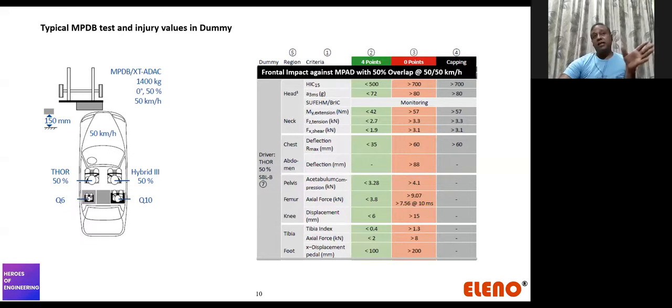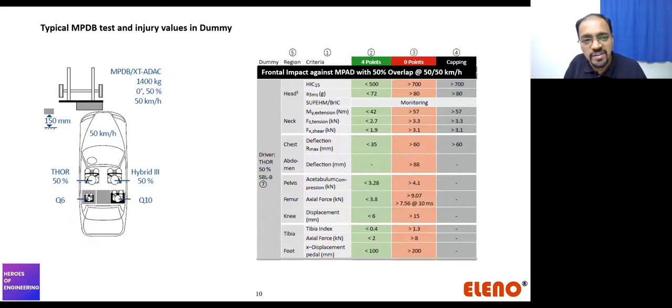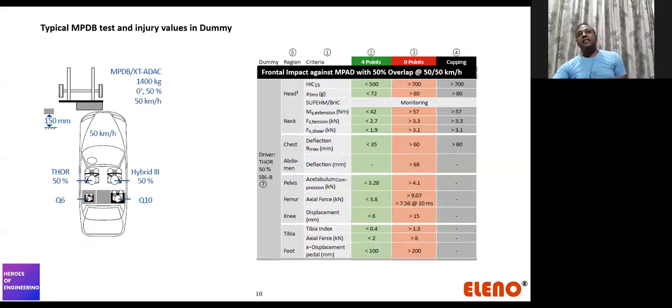Or sometimes the OEM asks Euro NCAP to test their car and give the ratings. In that case, they have to pay for it. Okay, so you can have a self-certification kind of thing before you even... Yes, you just claim it.